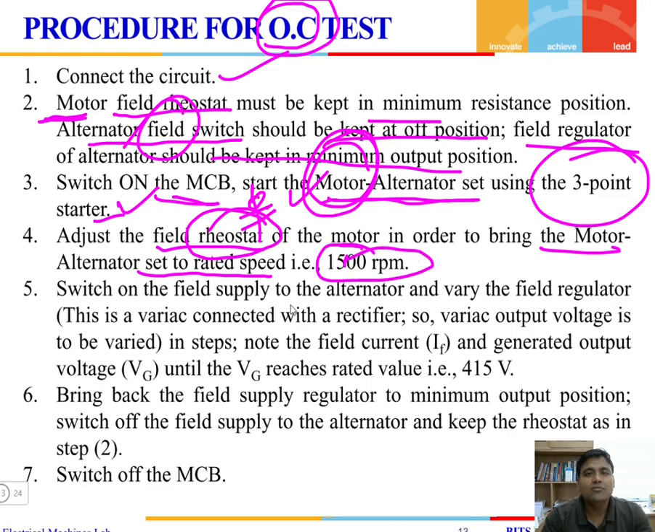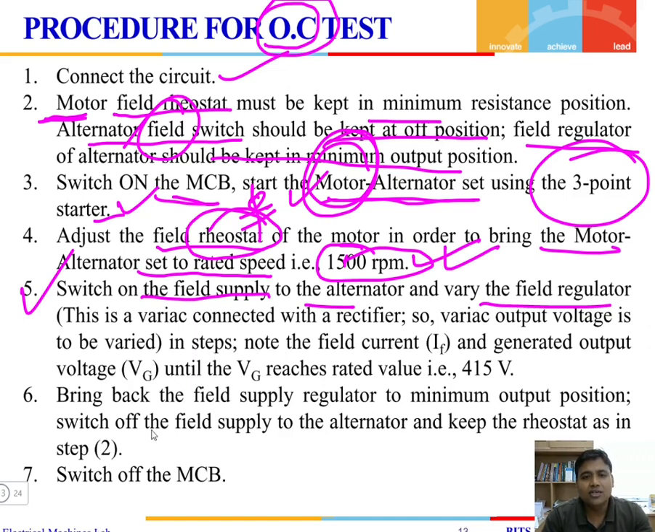We see that the motor and the alternator are basically mechanically coupled. So if the motor is running at 1500 RPM, it means the alternator is also running at 1500 RPM. Switch on the field supply now of the alternator. The field supply which was closed earlier for the alternator can be turned on, because the rated speed of the alternator has been reached. And vary the field regulator.